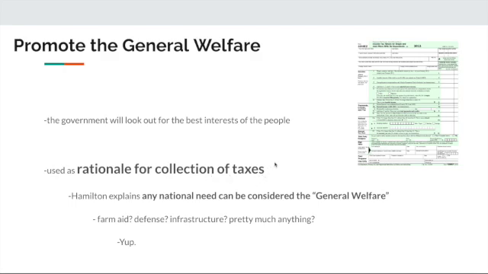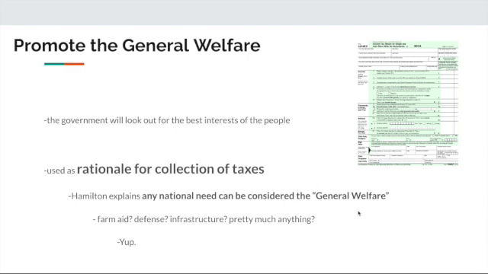Anything that the country needs to make it go smoothly, the general welfare, can be used here to point to the general welfare and tap at the very top of the Constitution, right here in the preamble, and say, look, we need to pay for this stuff. It's the general welfare.